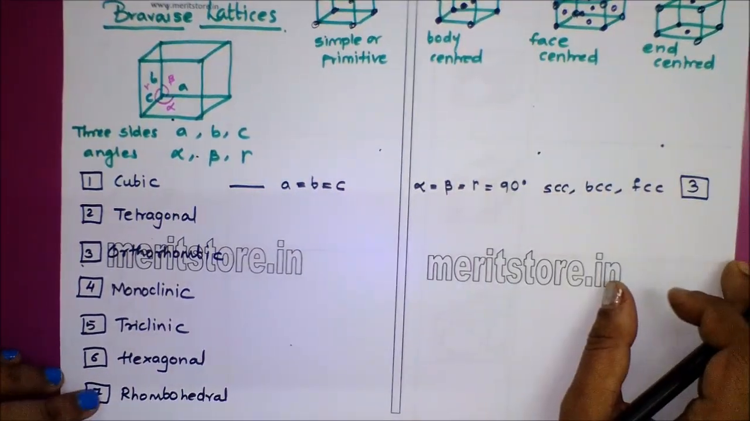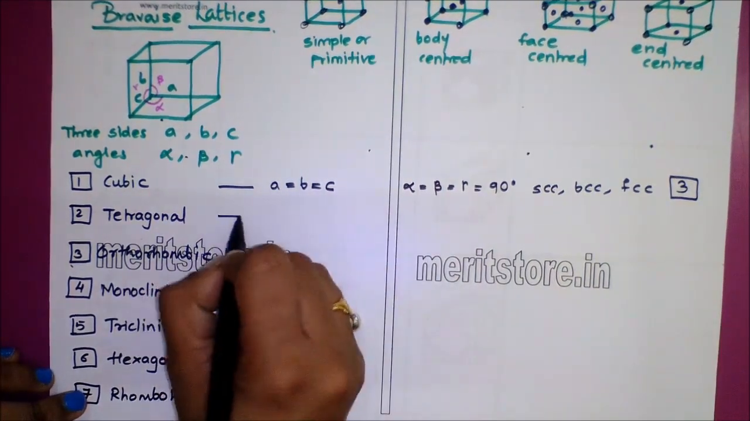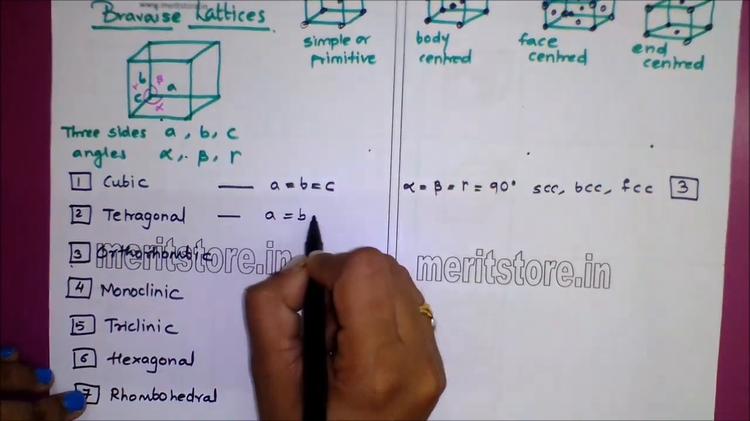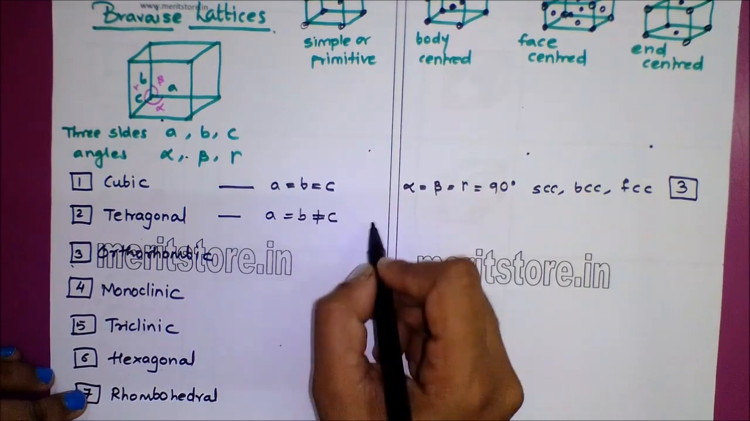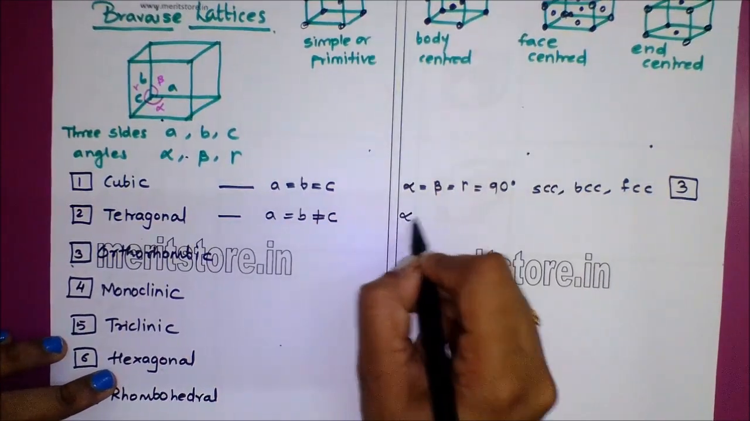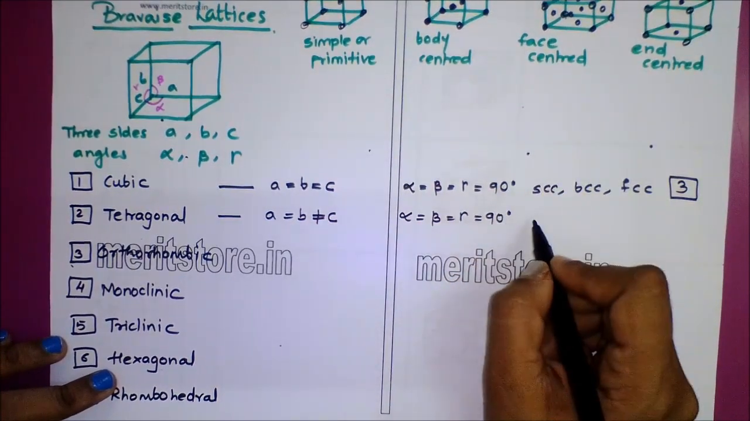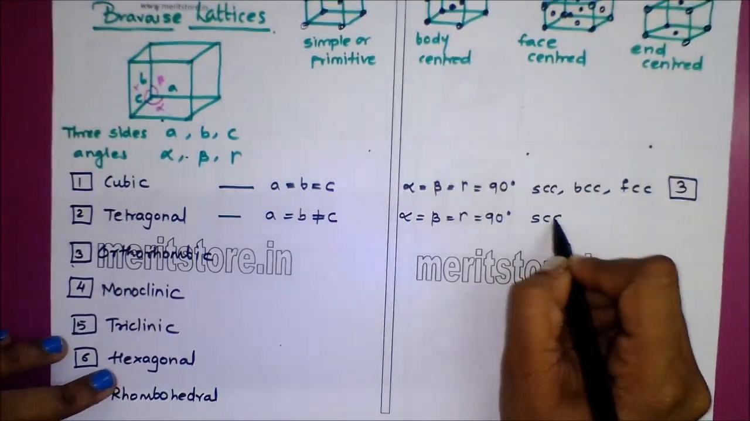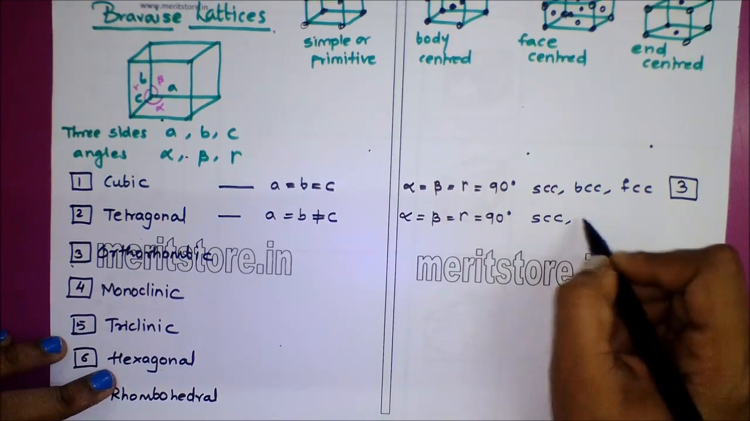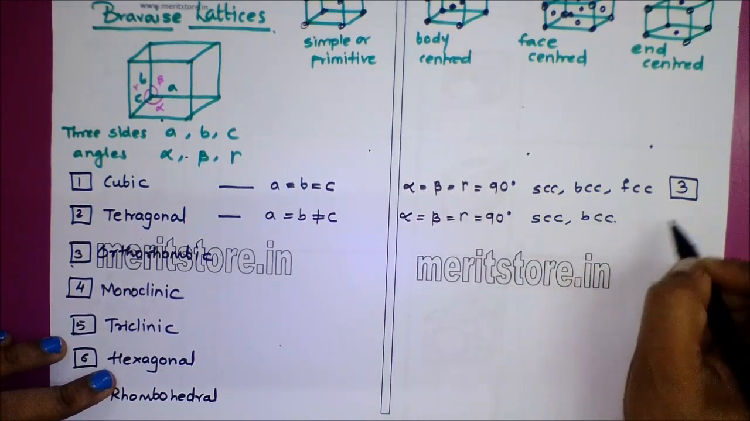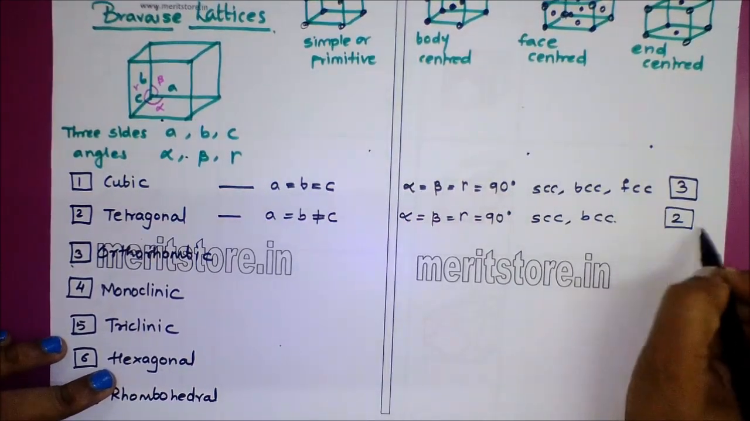In the next part, tetragonal, we have a = b, but one side will be unequal, that is c. But alpha = beta = gamma = 90 degrees. Here we have 2 types, one is SCC and the second one is BCC. So we have 2 types under this.